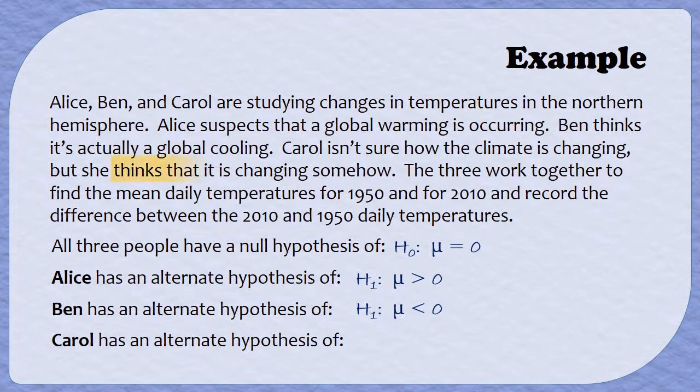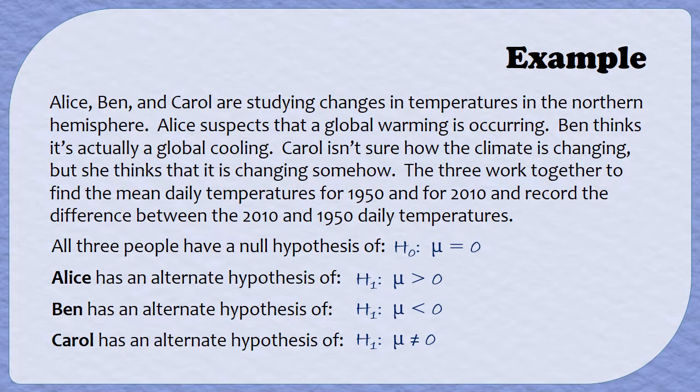And Carol isn't sure how it's changing, but she thinks it's changing somehow. So she just thinks that it's different. So Carol's alternate hypothesis is going to be that mu is not equal to 0. She's not sure whether it's bigger than 0 or less than 0. She just thinks it's going to be different.